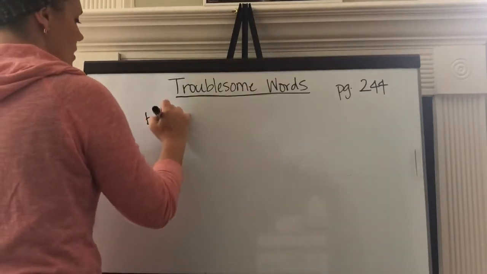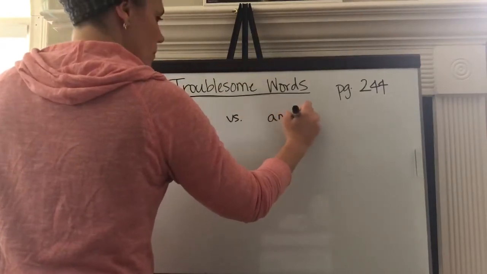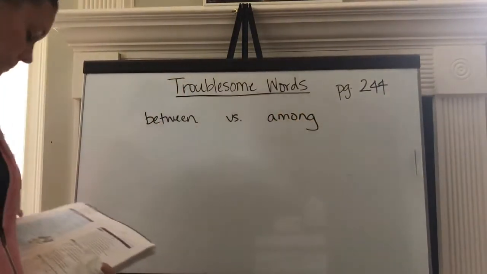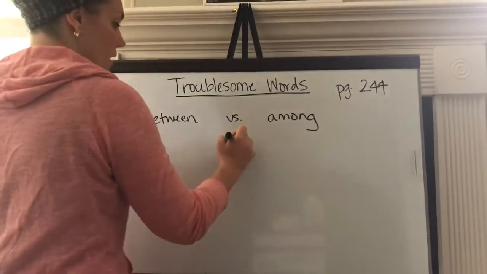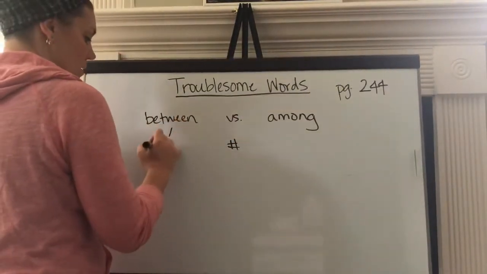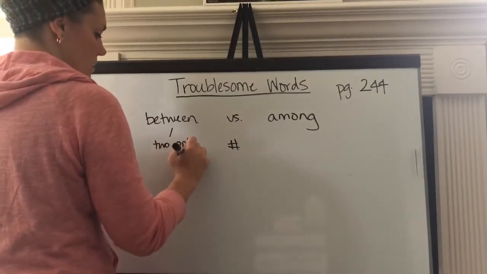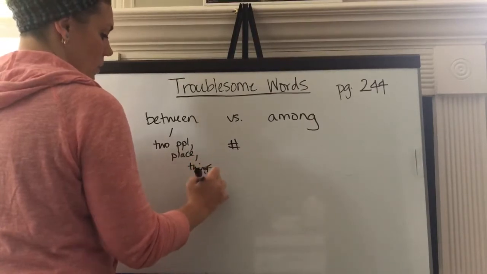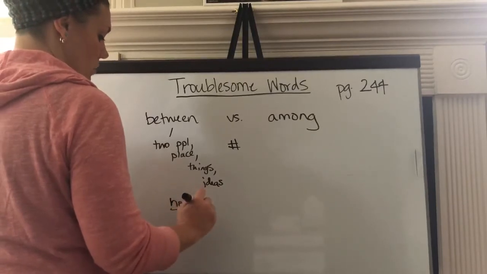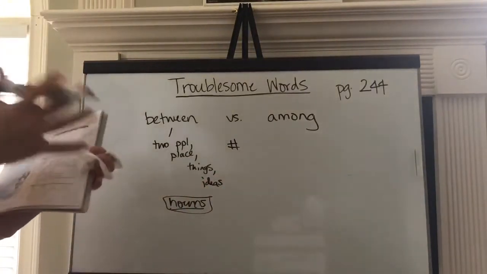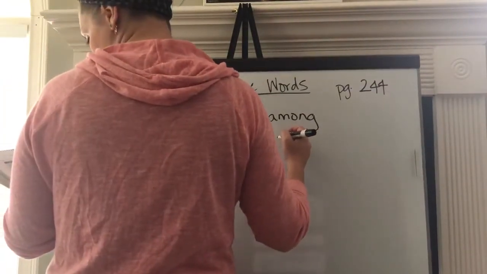Between and among. Make sure I spell it right. All right. This has to do with number. So think number. Between is comparing two people, places, things, or ideas, right? Or also known as nouns. Comparing nouns or putting something between two things, okay? Among means putting it among more than two.